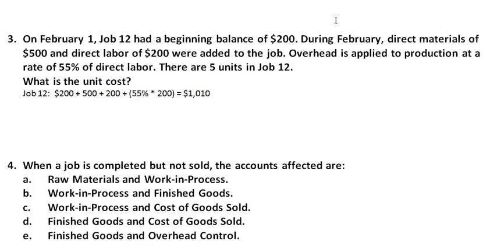So if we're looking for the unit cost, or in other words, the cost per unit, then you want to take the total cost and divide it by the total number of units. So this shows that each unit within the job cost us $202 to make.